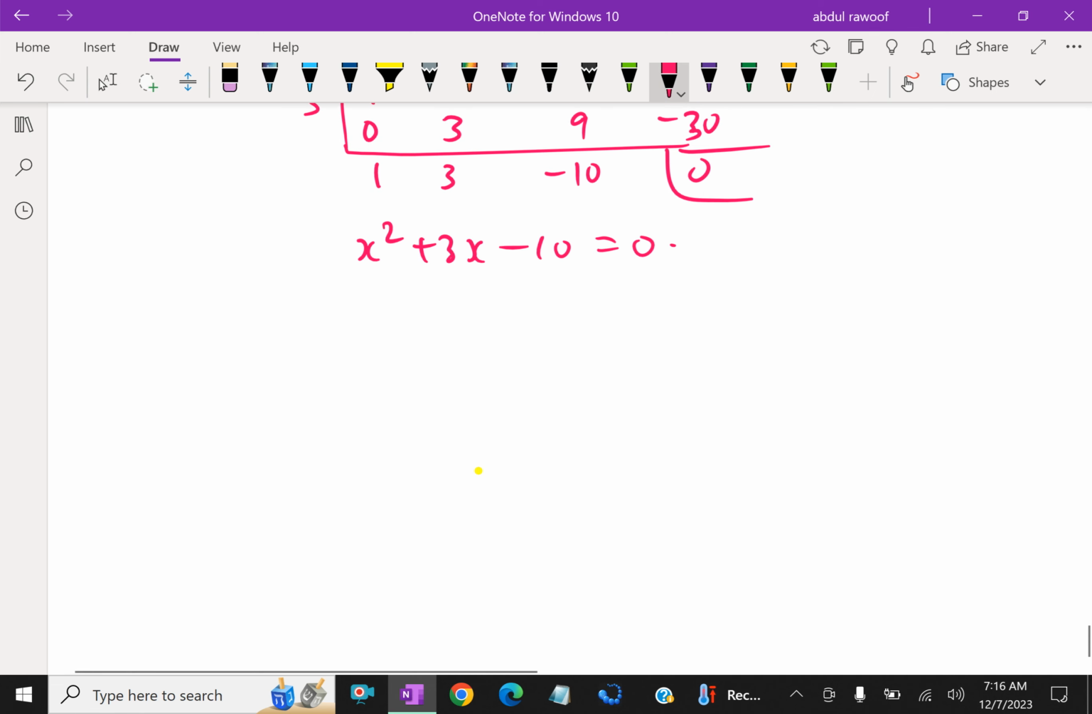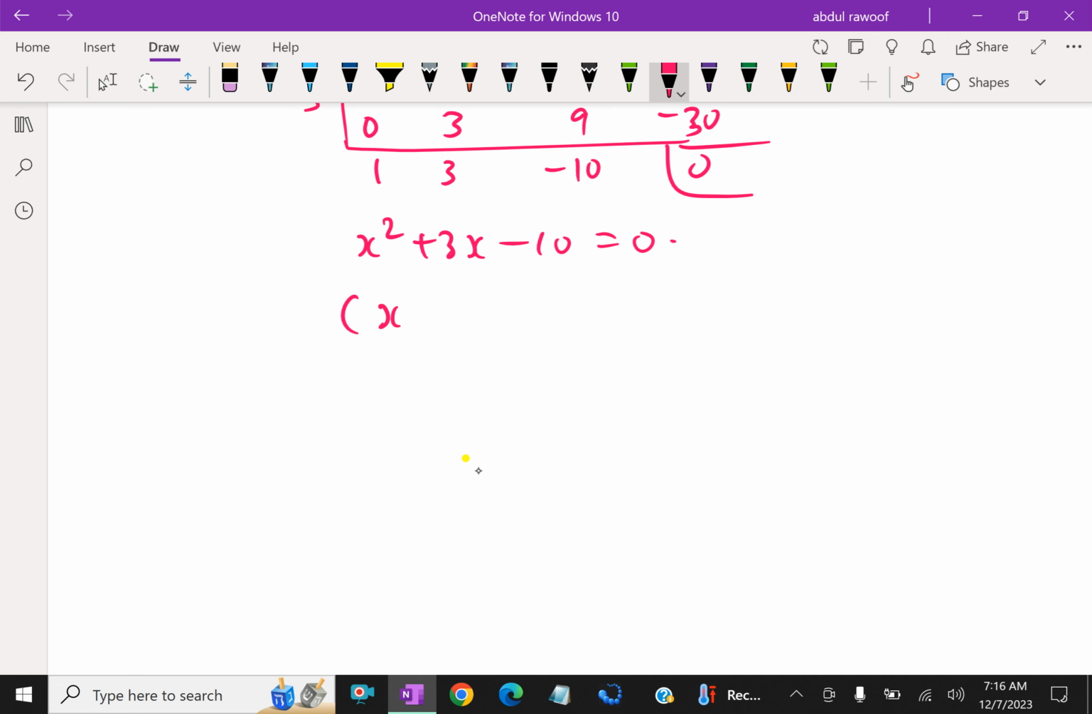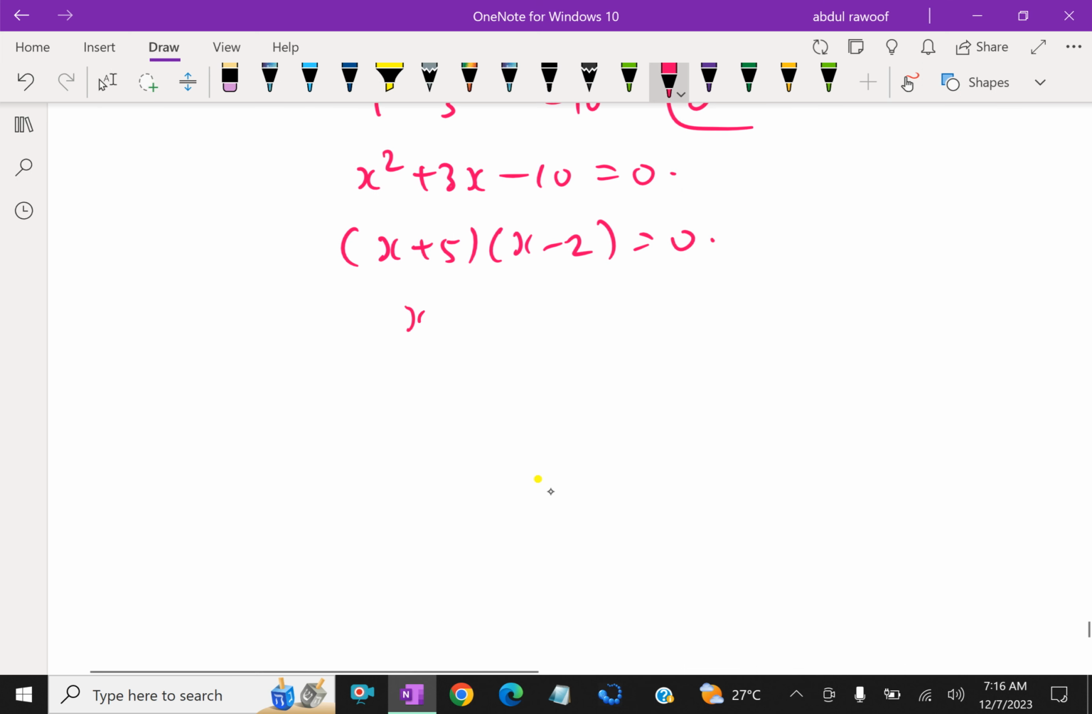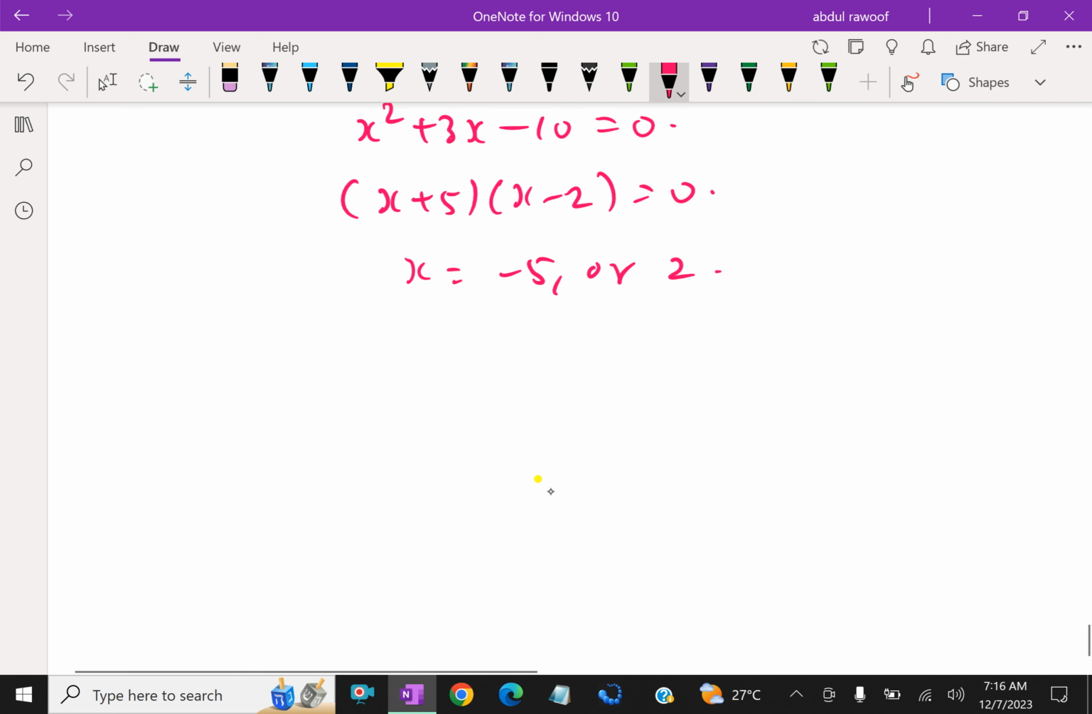Factorizing the quadratic, we get x plus 5 and x minus 2 equal to 0. Therefore, we get x equal to minus 5 or x equal to 2. Therefore, the solutions of this equation are x equal to 2, 3 which we already have, and minus 5.